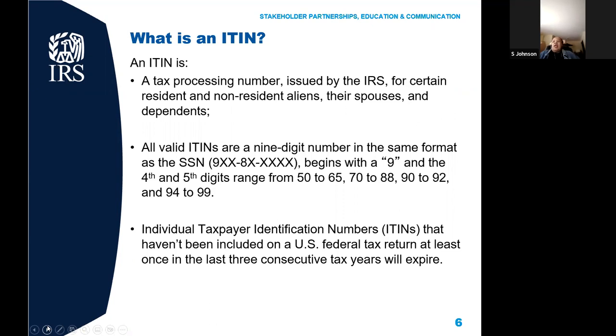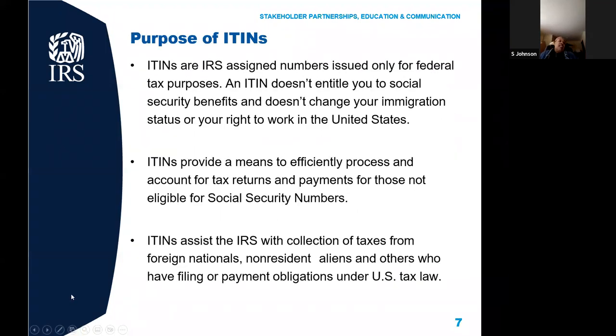ITINs provide a means to efficiently process and account for tax returns and payments for those who are not eligible for a Social Security number. Meaning that we need a number to process those tax returns, and that is what the ITIN is assigned for. The ITIN also assists the IRS with the collection of taxes from foreign nationals, non-resident aliens, and others who have filing or payment obligations under US tax law.